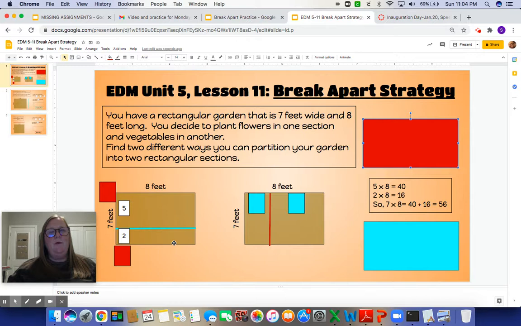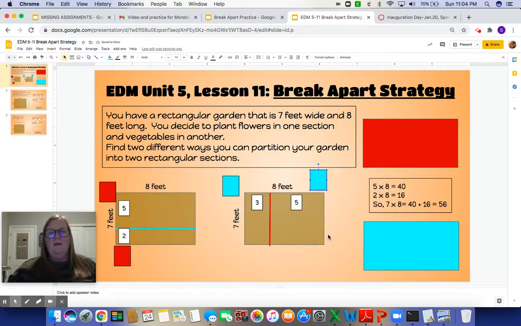Now, that's one way we could have solved it. The other way we can solve it is to break apart the 8 this time. So we're going to leave the 7. This time we're going to break the 8 apart into two numbers. Remember, the two numbers have to equal 8 when we add them together. So this time we chose 3, and 3 plus what equals 8? Hopefully you said 5. So we have 3 and 5.